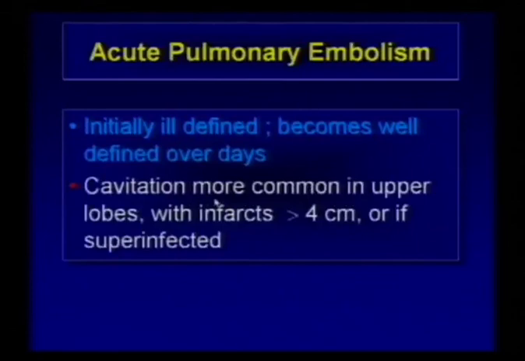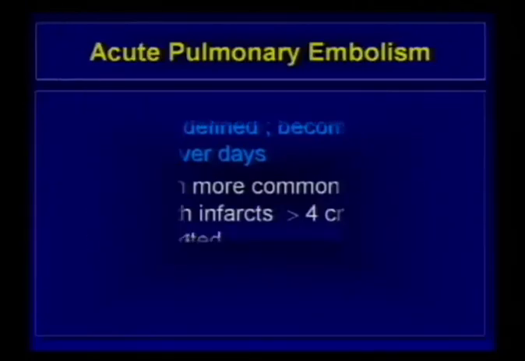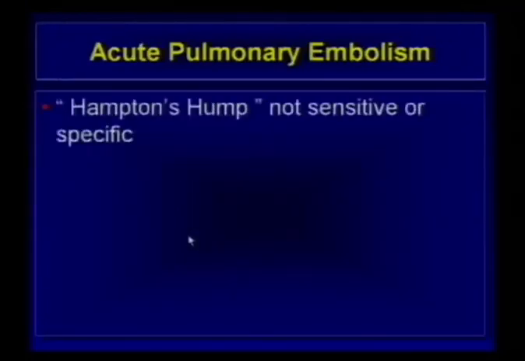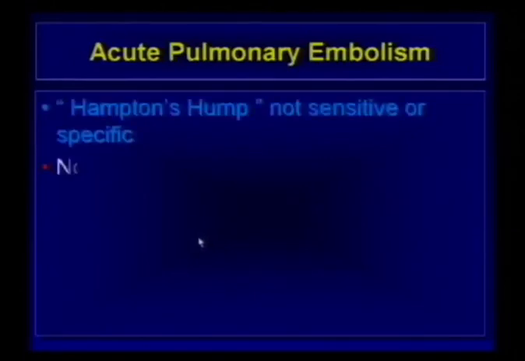Cavitation may occur in infarcts. It's said to be more common in upper lobes. That's older literature. I don't know if I really buy that. Infarcts that are large, or if they're superinfected. And once they're superinfected, it's either a septic emboli or it's an infarct that got superinfected when it had already occurred in the lung. At that point, the infection matters more than the infarct itself. The Hampton's hump is neither sensitive nor specific for PE. It's a suggestive opacity when you see it on a chest radiograph, but if you go actively looking for this, you're going to have a lot more false positives than you are true positives.